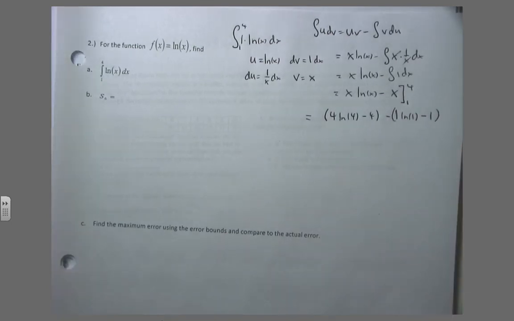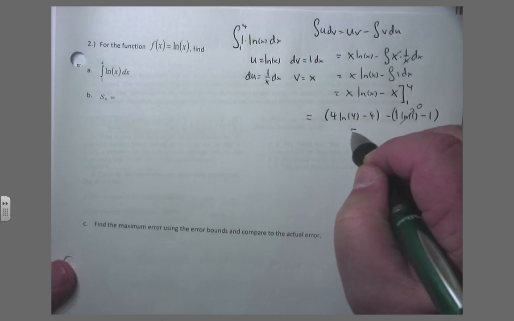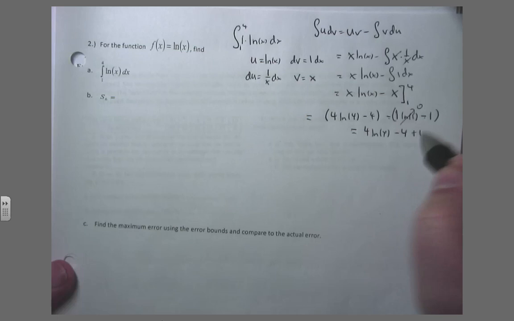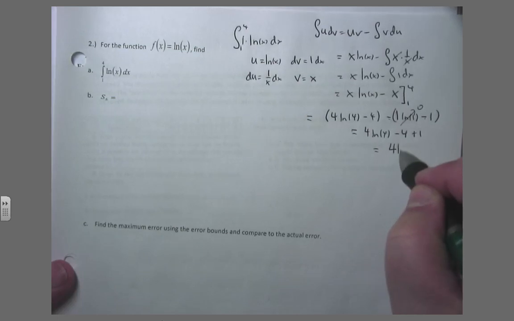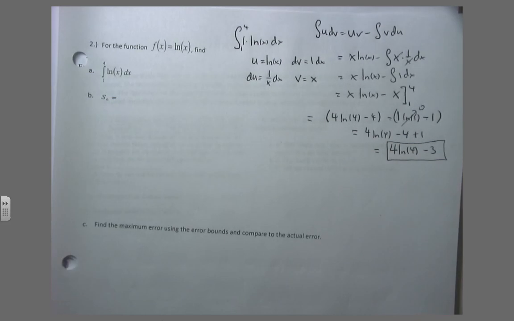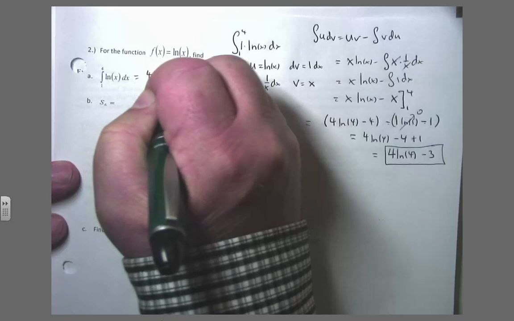Well, from 10th grade or whatever, we know that the natural log of 1 is equal to what? 0. So I end up getting 4 natural log of 4 minus 4. A minus makes it plus 1. So my actual answer is 4 natural log of 4 minus 3. That is actually the exact integral, the exact value. Does that make sense? Good practice. But, okay, that was part A. So my answer for part A is 4 natural log of 4 minus 3.